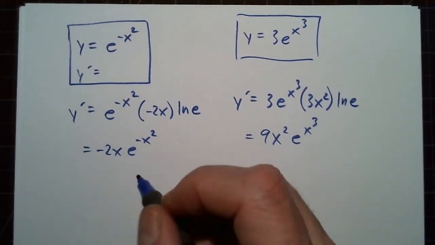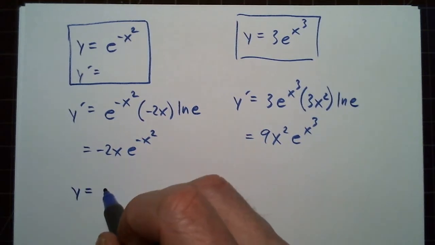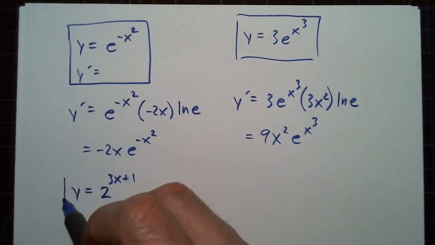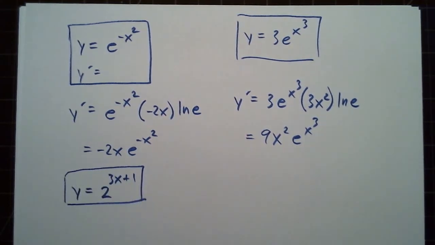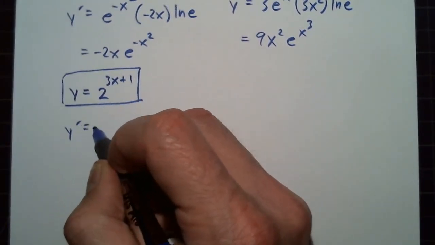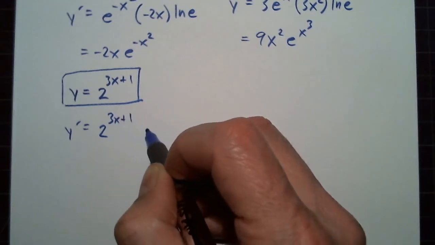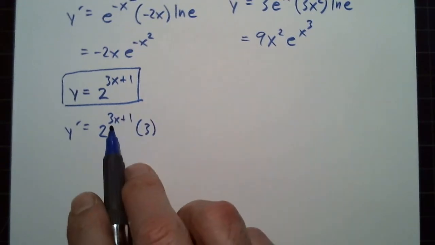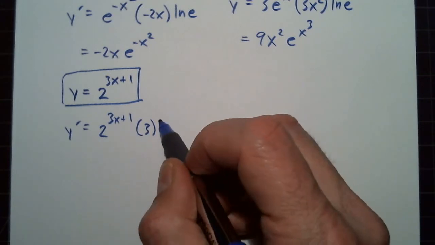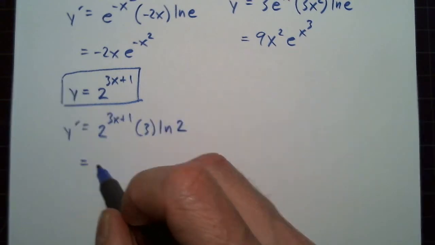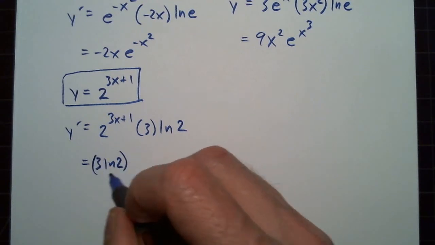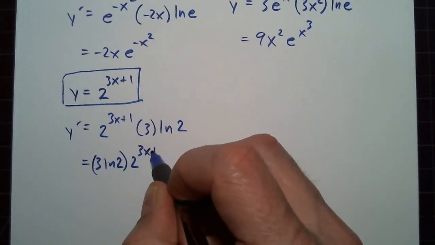Okay, if we have a base other than e, we just follow the same steps. Copy, chain, ln base. So here the derivative is copy, chain rule. The derivative of 3x is 3. The derivative of 1 is 0, so we have just 3. And then we need ln of the base. So 3 ln 2 times 2 to the 3x plus 1.